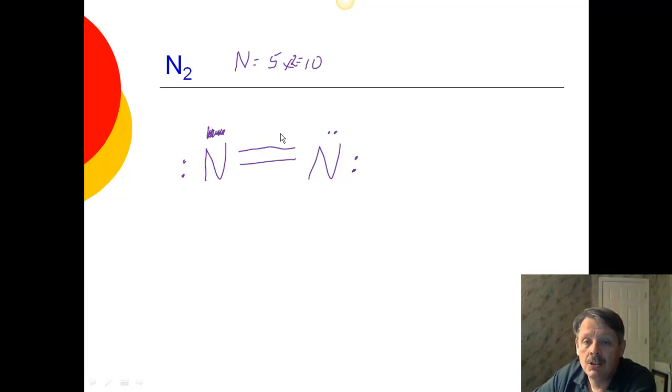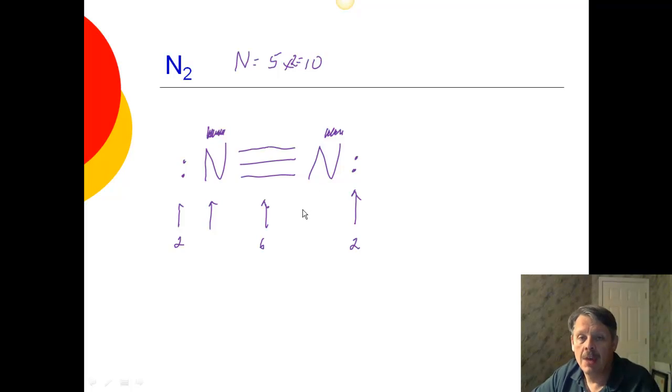The nitrogen on the left still only has 6. So if I take those 2 electrons away and make it a bond, you'll notice that this nitrogen on the left now has 2 electrons over here and it has 6 electrons from the middle. And the nitrogen on the right has 6 electrons in the middle, plus 2 on the outside, giving it a total of 8. So nitrogen is now happy and satisfied.